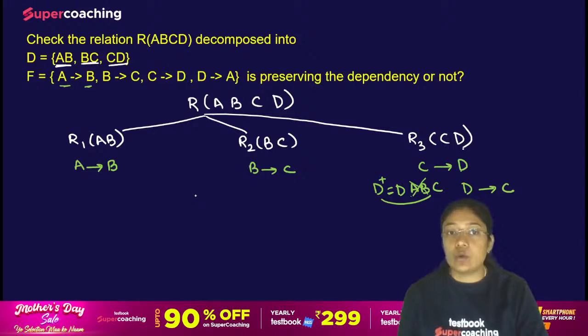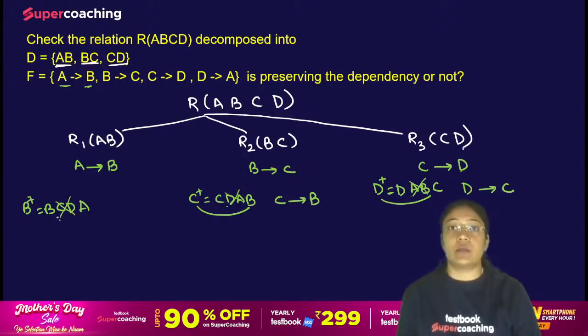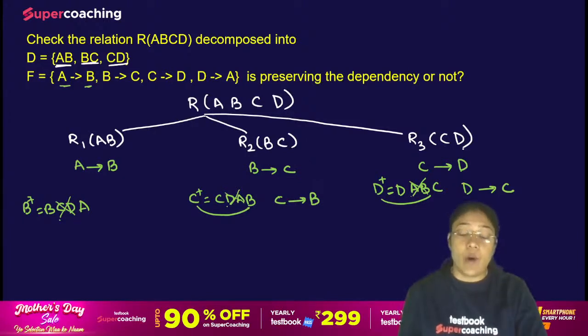Here, if I find out C closure, C is determining D, D is determining A, and A is determining B. In this case, A is not present, D is not present. So one non-trivial functional dependency we are getting here is C determines B. B closure is B, C, D, A. Attributes C and D are not a part of the sub-relation R1. So यहाँ पे हमारे पास non-trivial dependency आई, that is B determines A.